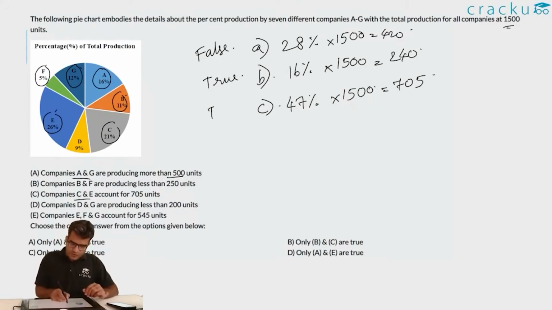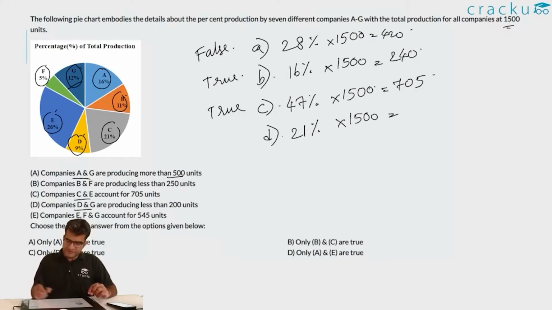This is also true. What is option D? Companies D and G are producing less than 200 units. D is 9%, G is 12%, so both of them together is 21%. What is 21% of 1500? 21% of 1500 will be 315. Is 315 less than 200? That is false.